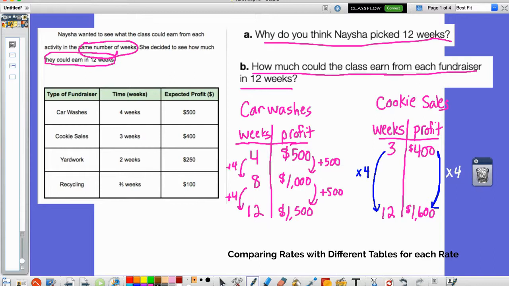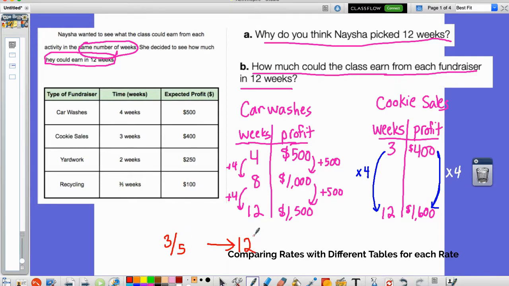I'm not going to do all of this because for all of you, this is the work that you have to do. But basically, for yard work, you could do something similar. You would try to go from 2 to 12. And for recycling, you would also try to go from 3/5 to 12. But wait a minute, going from 3/5 to 12? How would you go from 3/5 to 12?